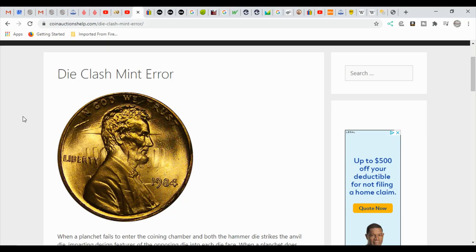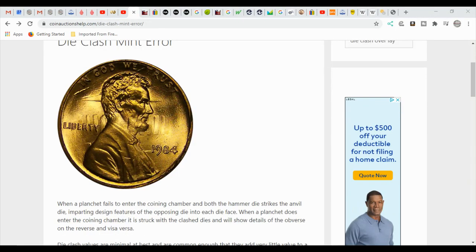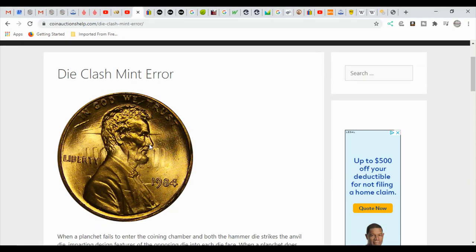Die clashes are really nothing more than, when it comes to this type of clash, pretty much die stage or die condition. After they clash and try to remove the mark, sometimes they'll remove part of the lettering here or part of the date. Or, like I said, on the reverse, you see the floating roof. All it is is where they went in and tried to remove these die clashes.